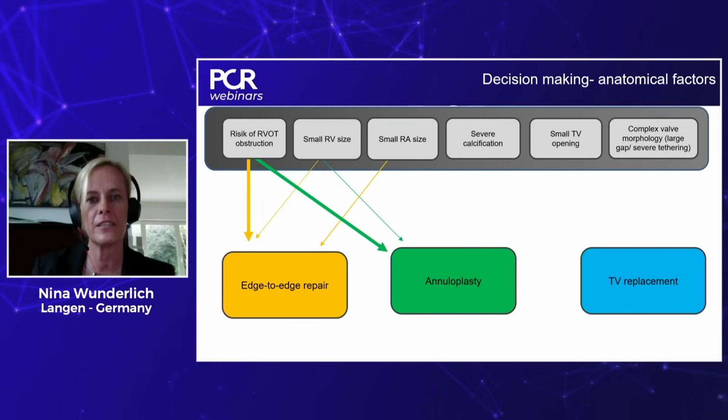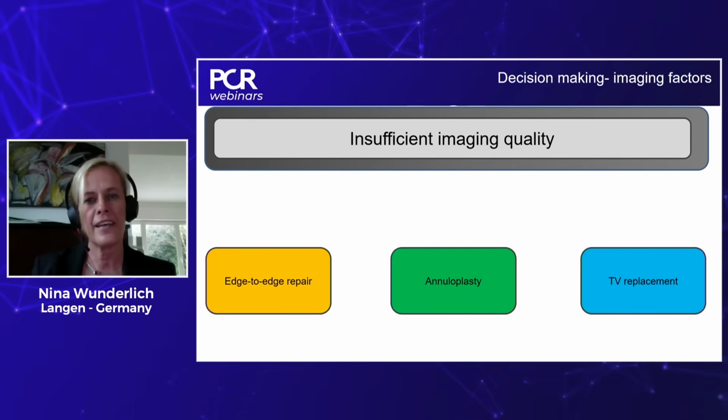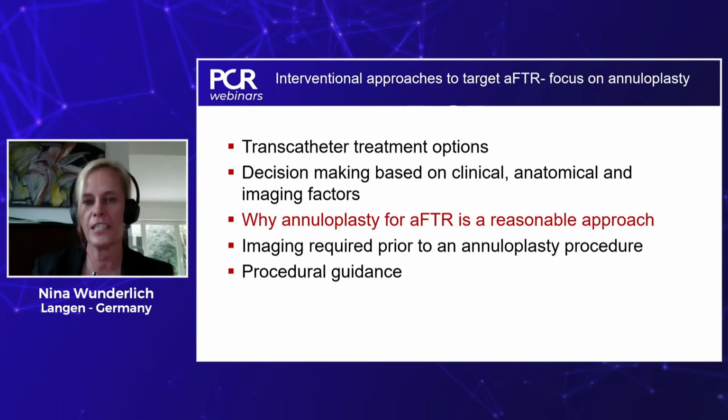The size of the right ventricle and the right atrium are factors that should be considered. If you have small atria or a small ventricle, this speaks more for an edge-to-edge approach or an annuloplasty procedure. If you have severe calcification, there's not much data supporting that, but it might speak more for tricuspid valve replacement. Also, if you have a small opening of the tricuspid valve or a very complex valve morphology. On the other hand, if the imaging quality is very bad, we should go for a tricuspid valve replacement, because if you do an edge-to-edge approach or an annuloplasty procedure, you really need brilliant imaging quality to perform your procedure.